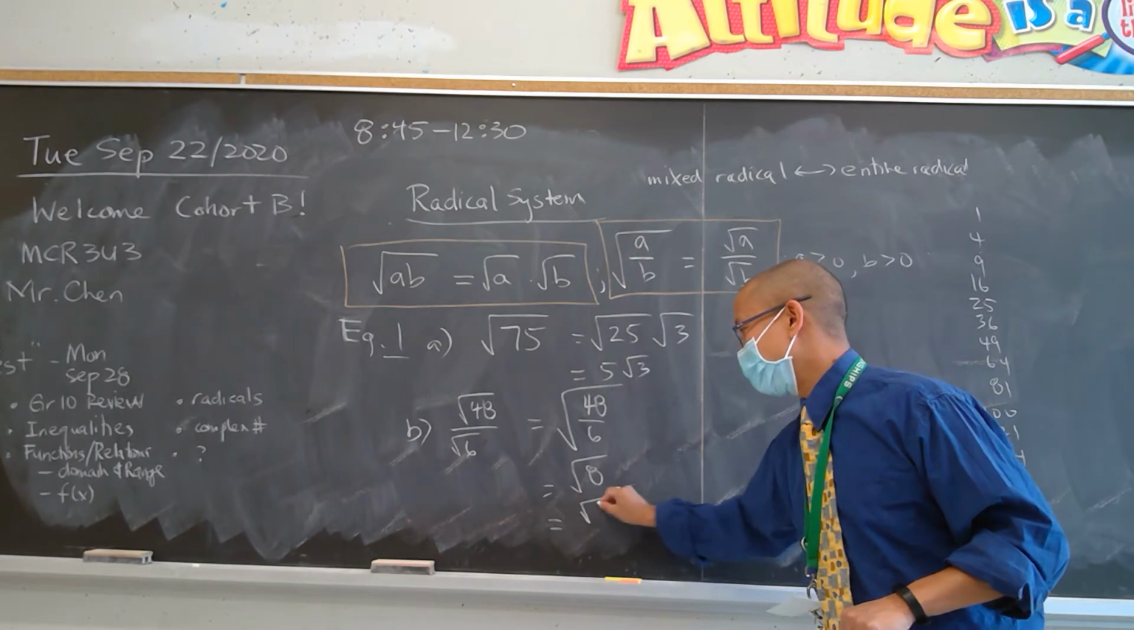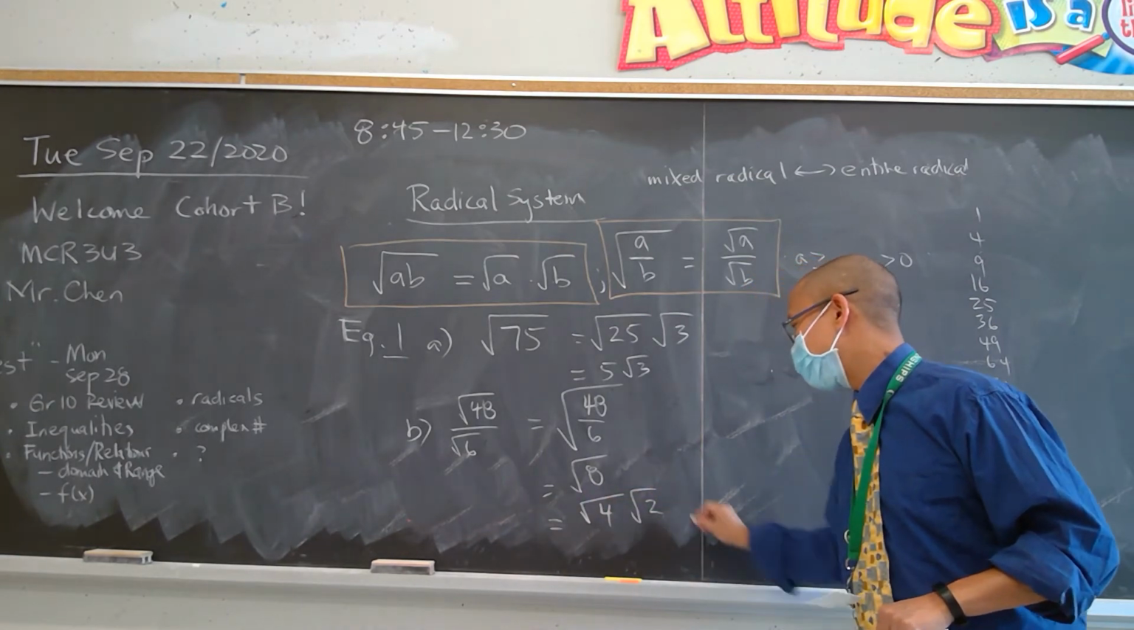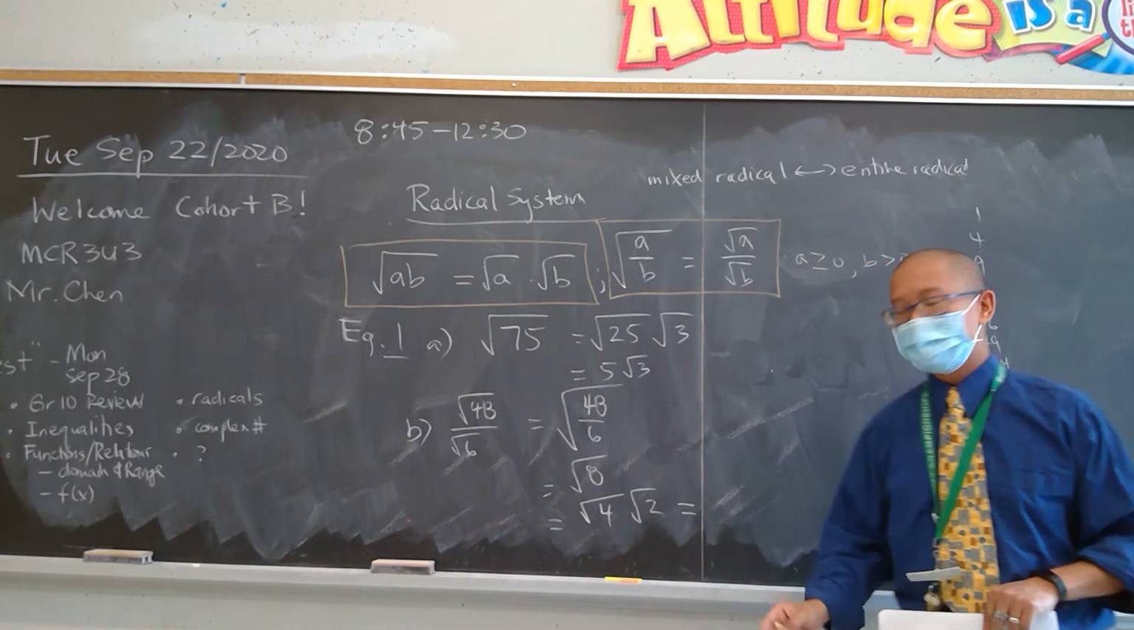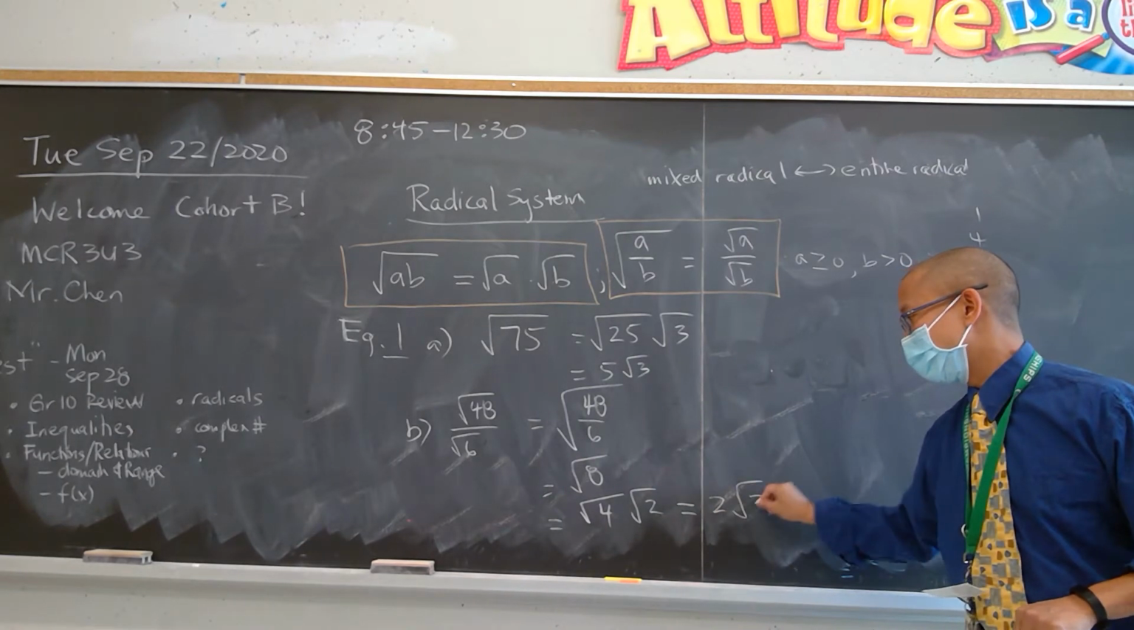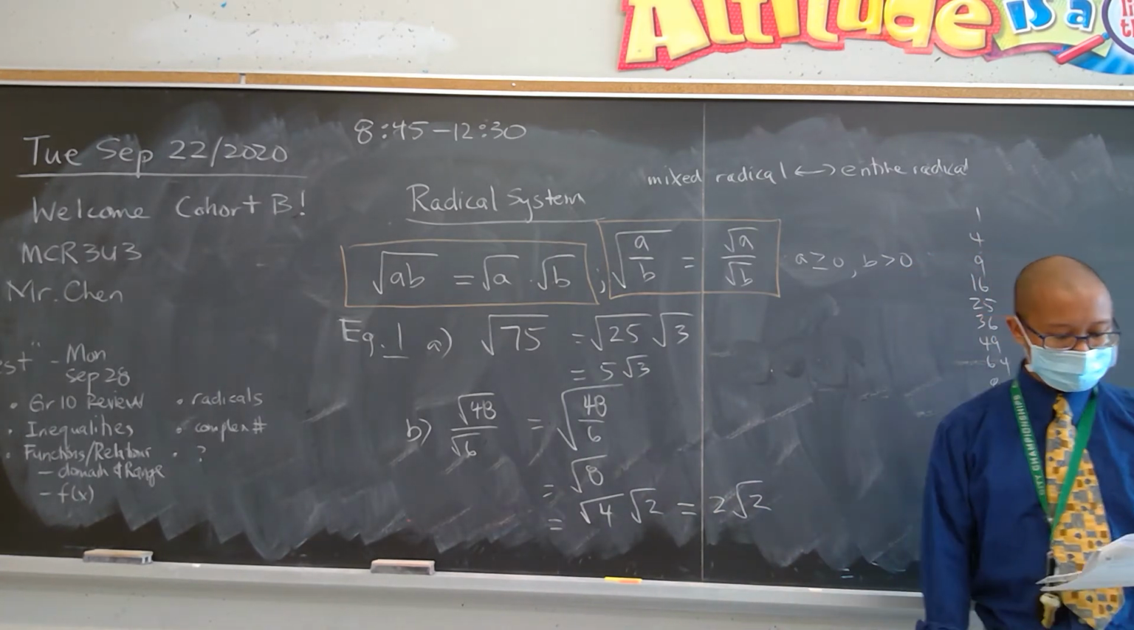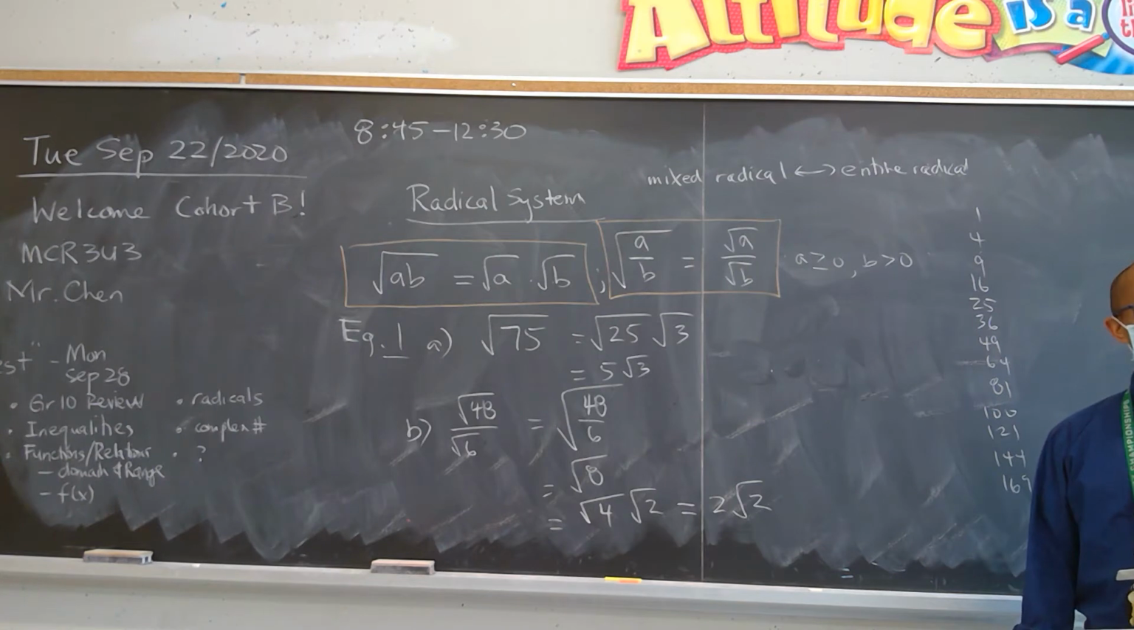Notice, let's go into an intermediate step if that's okay. Root 4 times root 2. I thought this is bad math, but I'm running out of room. 2 root 2. Everyone okay with that? These two examples?